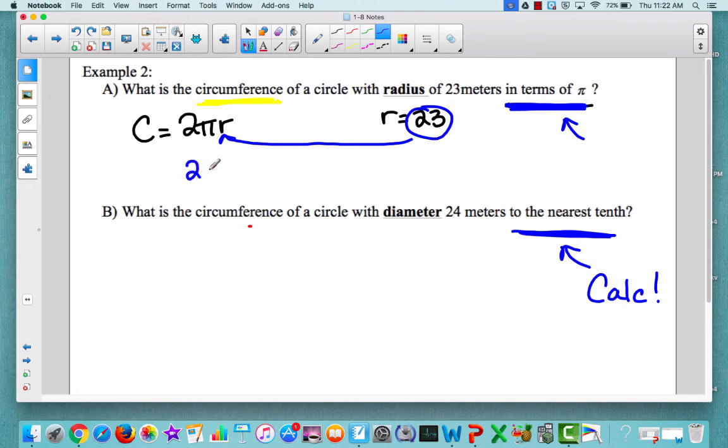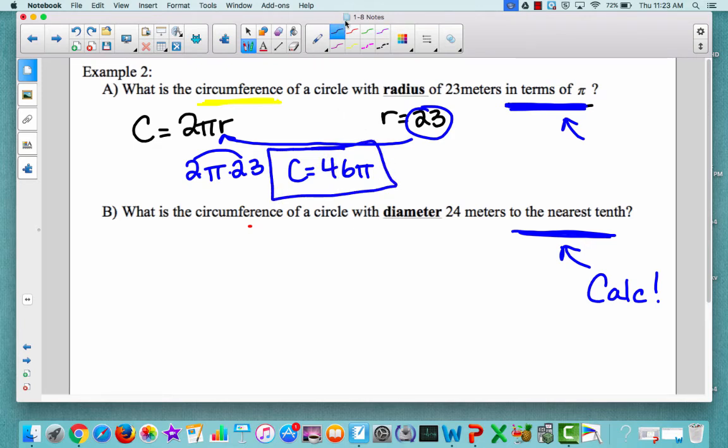So I'm going to do 2 pi 23. Now, we know that all of these values are being multiplied. So the 2 and the 23 I can actually multiply and get 46. And the pi remains, so my circumference in terms of pi would be 46 pi. All right, so that's how you leave it in terms of pi.